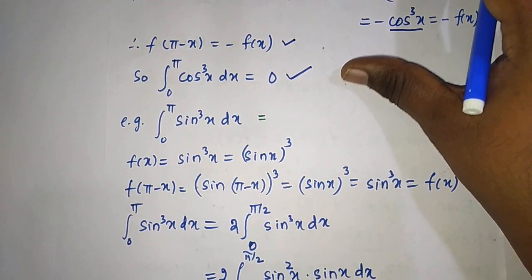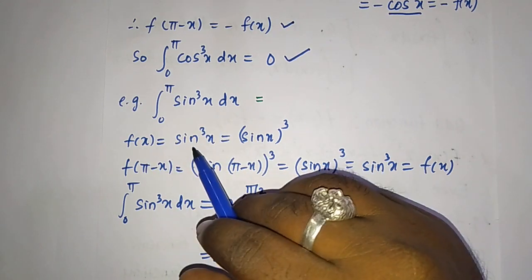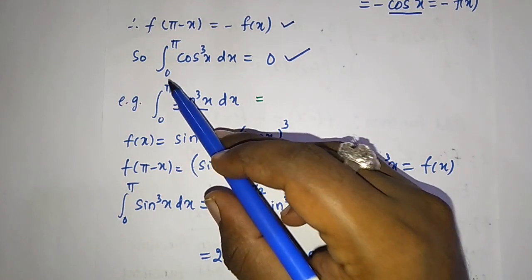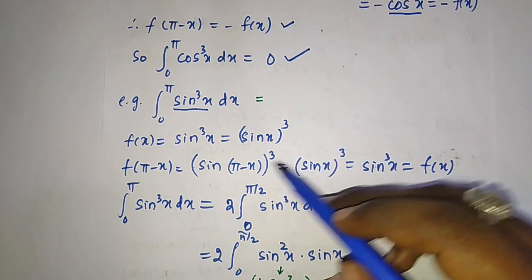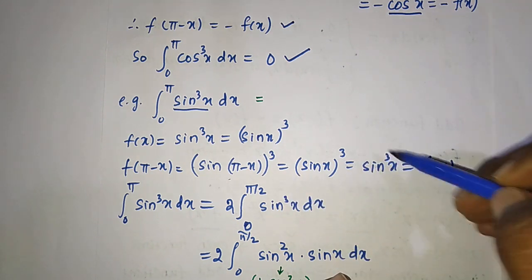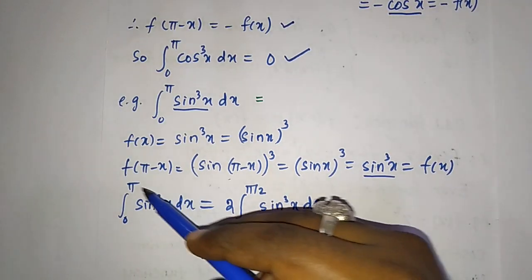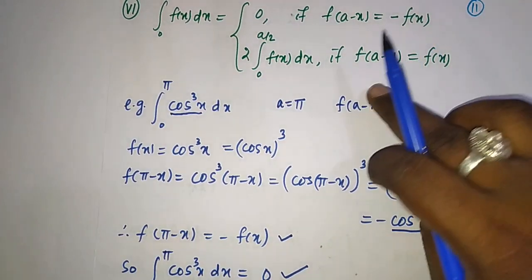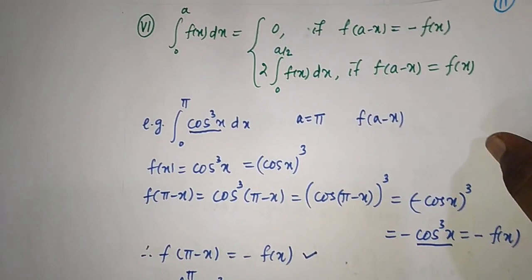Okay, see another example. Here it is given 0 to pi sine cube x. Similarly, f of x is sine cube x. Sine cube x means sine x whole cube. Here a is pi, so find f of pi minus x. Sine pi minus x whole to the power 3. We know sine pi minus x is equal to sine x, so it will become sine x whole cube, that is sine cube x, and sine cube x is f of x. So here we have got f of pi minus x equal to f of x, which means it satisfied the second condition.